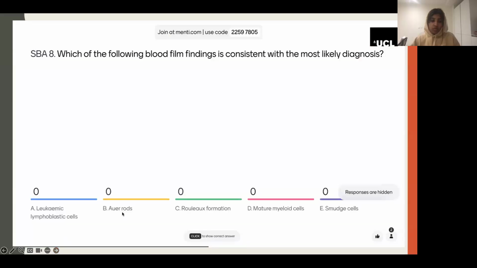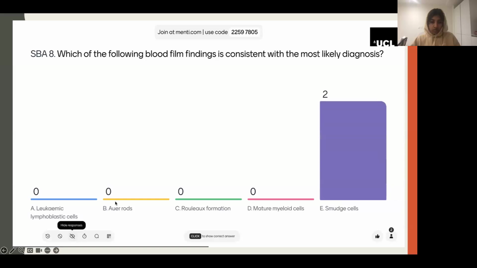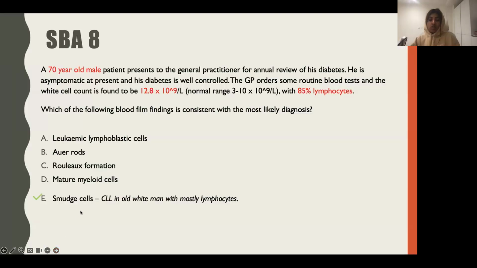Let's see what everybody put down. Okay, so people have been saying smart cells. This is good. Yeah, so the answer is smudge cells.